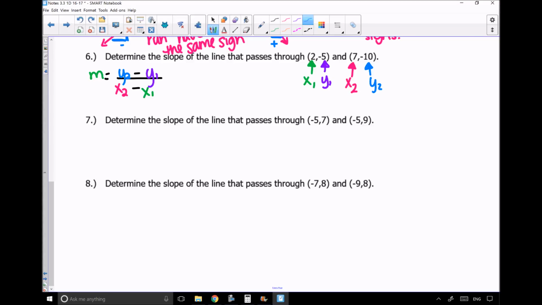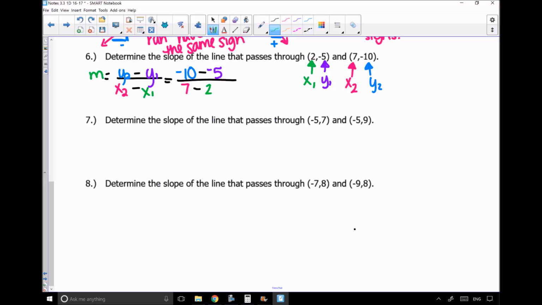So now let's go ahead and plug in our information right here. So instead of y2, I know that y2 is now -10. So every time I see a y2, I'm going to replace it with -10. Minus, instead of y1, I know y1 is -5, so I'm going to replace it with -5. And then in my denominator, I know that x2 is 7, so I'm going to say 7, then a minus sign, and then my x1 value is 2.